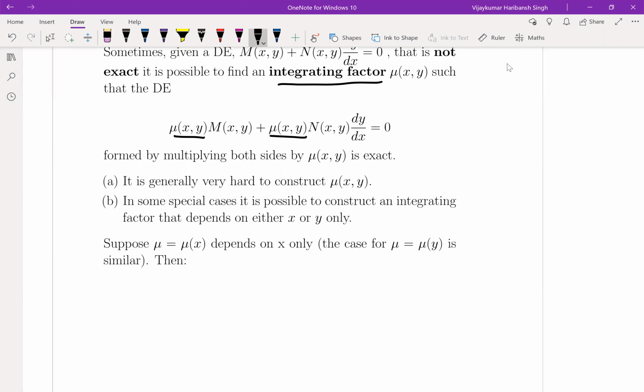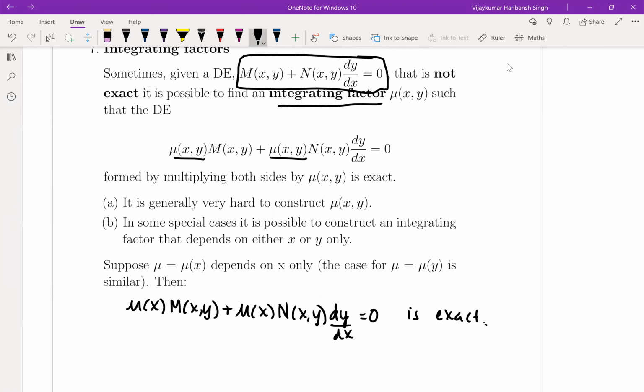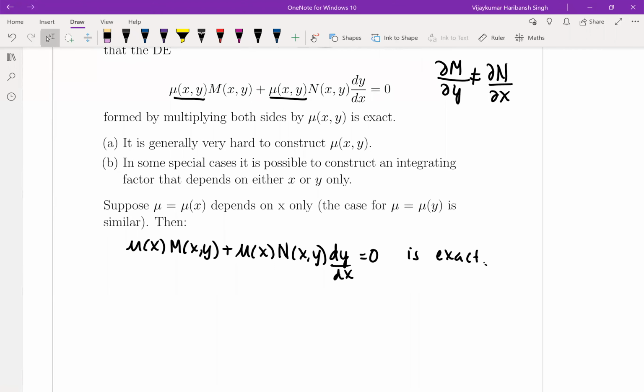So suppose I multiply by mu of x throughout: mu(x) M(x,y) plus mu(x) N(x,y) dy by dx equals 0 is exact. So what is the idea? You start with an equation which is not exact. That means the partial derivative of M with respect to y is not equal to the partial derivative of N with respect to x. That is what it means by not exact. So we multiply by mu of x throughout, hoping that will make it exact.